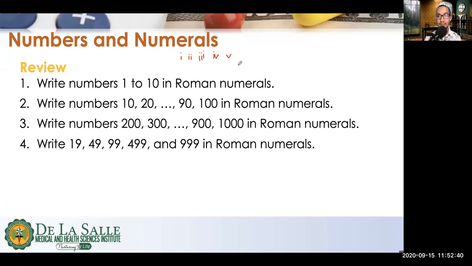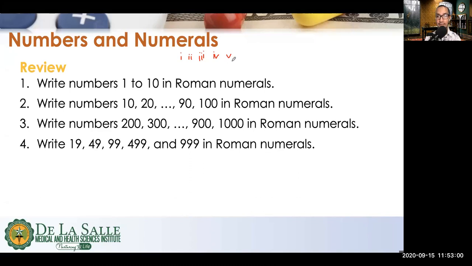If a smaller number precedes a larger number, we subtract the smaller number from it. And we can only place one smaller number before a larger number. Just like this. So 5 minus 1 is equal to 4. That's why this is 4.